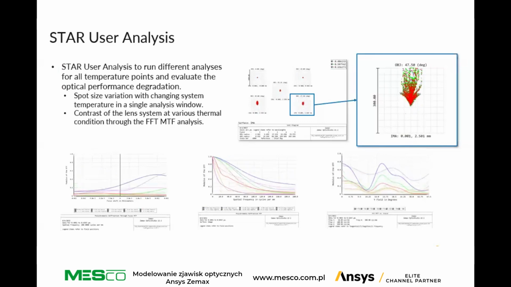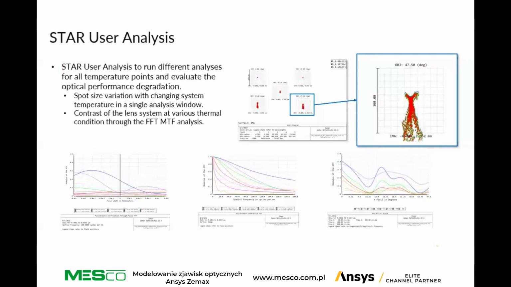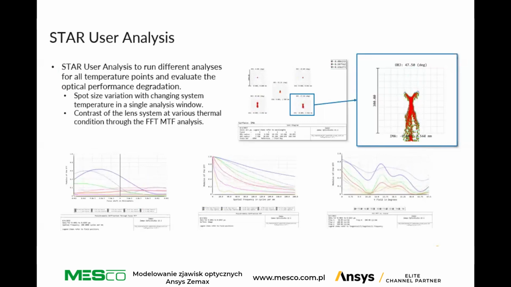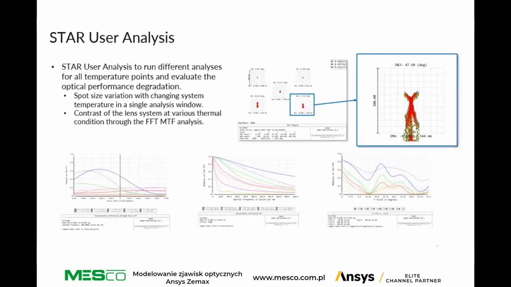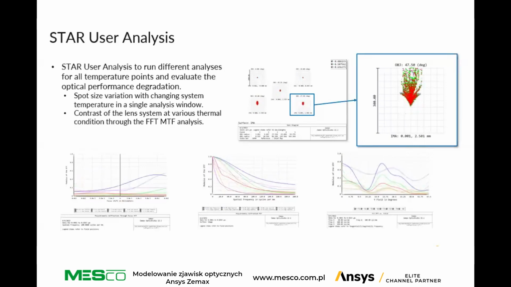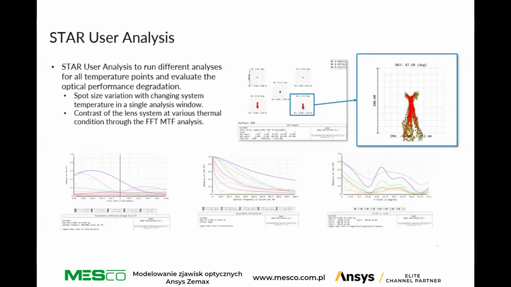So in the first graph, we can see the spot size change with changing system temperature in a single analysis window. So we can see how the spot is changing with the different temperatures that we have. And also things like the contrast of the lens system at different thermal conditions can be shown or monitored through the MTF analysis. And again, study how the MTF is going to change with the temperature in different fields and in different focus.